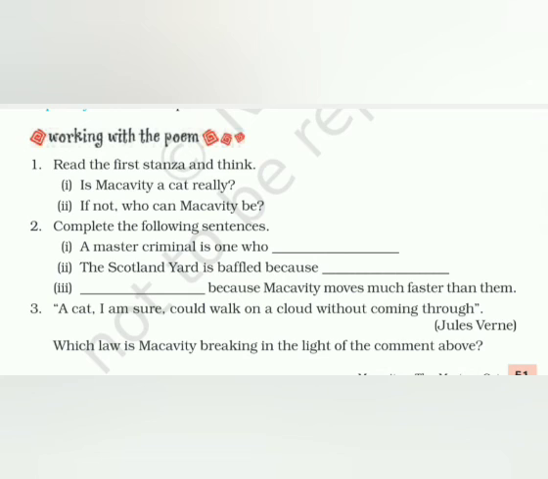Number 3, dash because Macavity moves much faster than them. So what do you think will come here in the blank? The next question, number 3. A cat, I am sure, could walk on a cloud without coming through. Said by Jules Verne. Jules Verne says, a cat, I am sure, could walk on a cloud without coming through, without falling from the clouds. Maybe a cat will walk there on the clouds without falling through it.